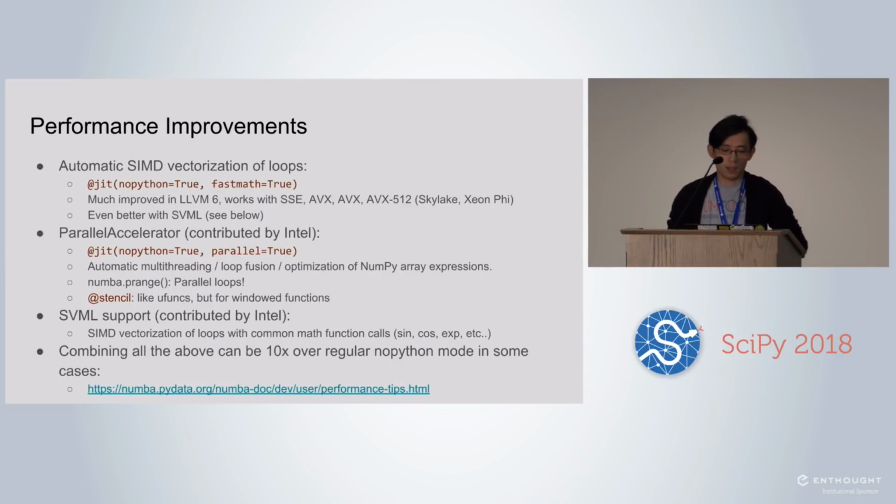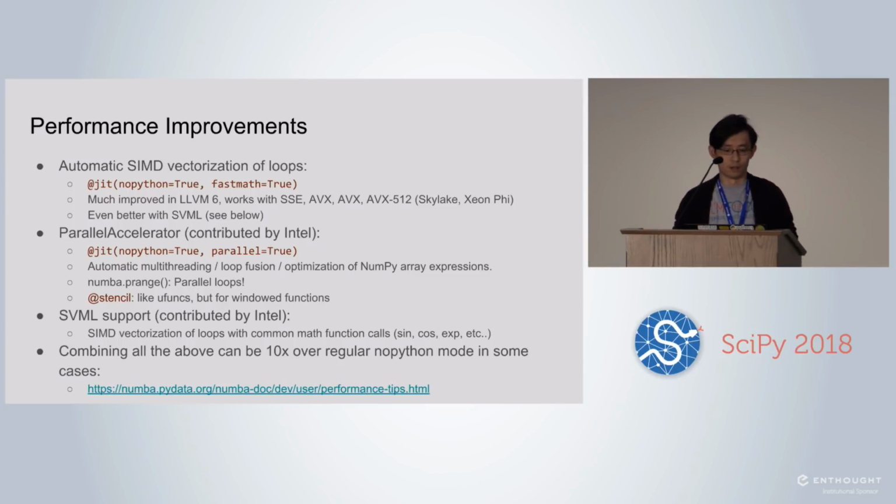Performance improvements. There is now better automatic SIMD vectorization. That has been there, but now it's just better with LLVM 6. So if you have AVX-512 in your Skylake Xeon, that would work. It works even better with SVML. In order to enable that, you need fastmath=True.